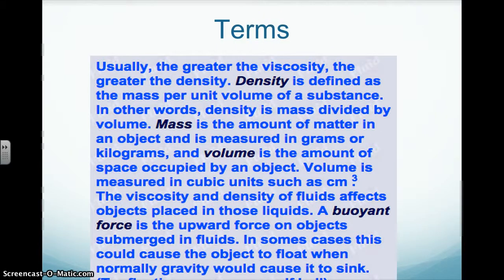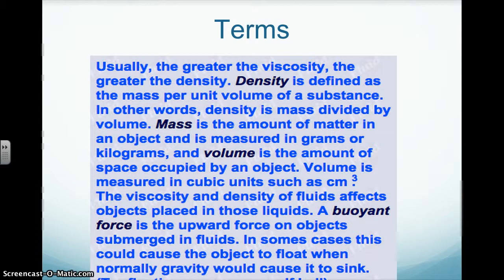Some more terms. Density. It affects viscosity. Greater the viscosity, greater the density. Density is defined as the mass per unit volume of a substance. Mass is the amount of matter in an object. Volume is the amount of space occupied by an object. Now, mass divided by volume is the equation for density.